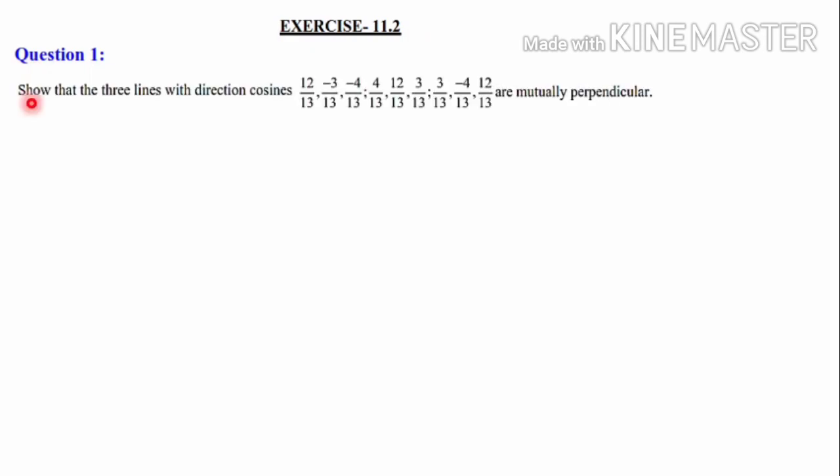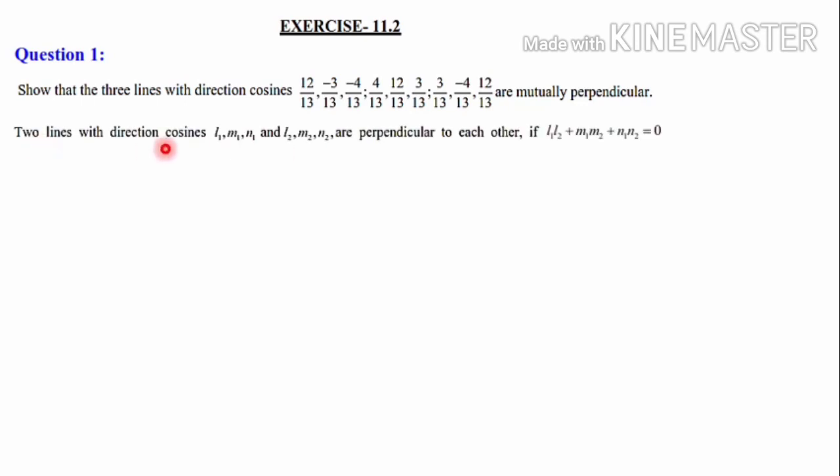Now let's discuss exercise questions. Exercise 11.2, first question. Show that the three lines with the direction cosines 12/13, minus 3/13, minus 4/13; 4/13, 12/13, 3/13; and 3/13, minus 4/13, 12/13 are mutually perpendicular. Direction cosines l, m, n are given to you, so we have to prove that these lines are mutually perpendicular.